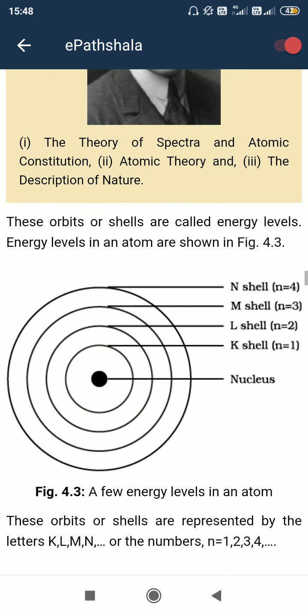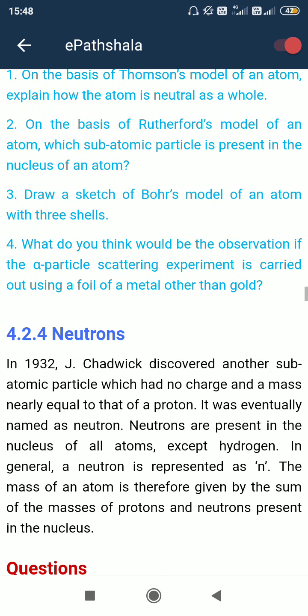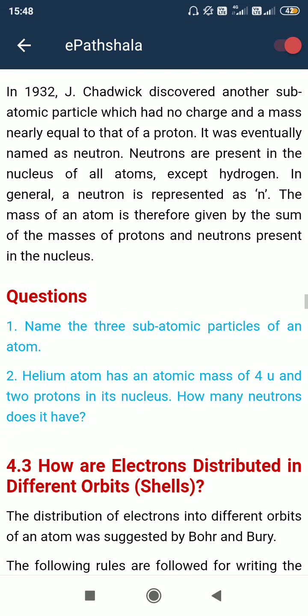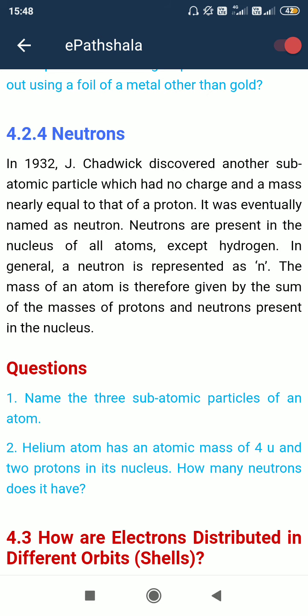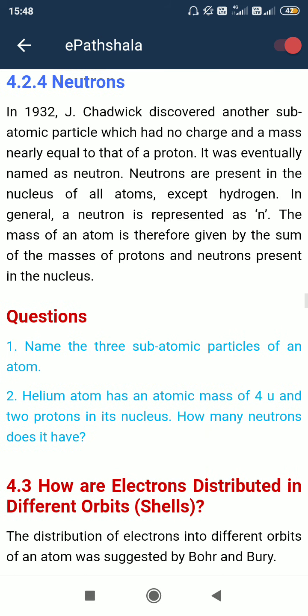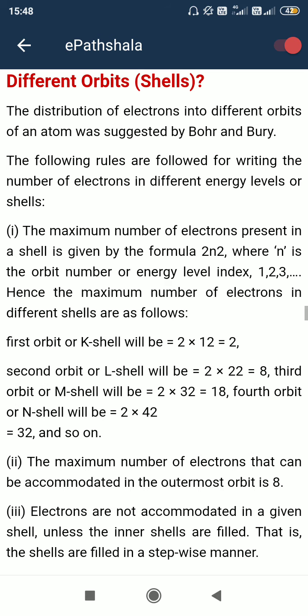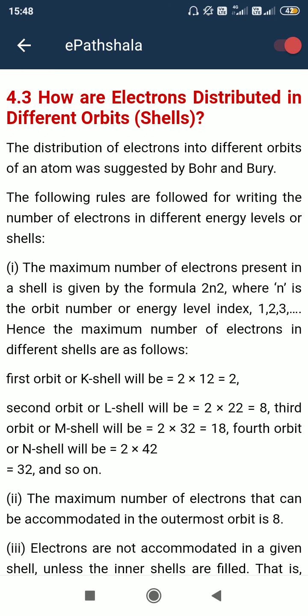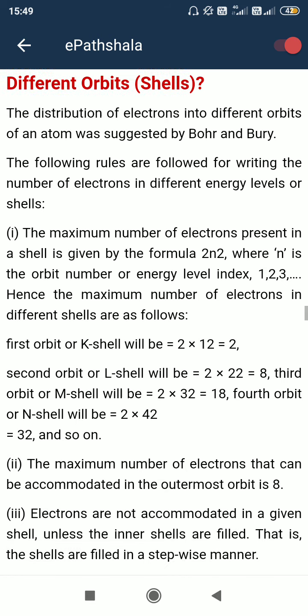This means the first orbit can have a maximum of 2 electrons. It can be 1 or 2, but the maximum is 2. So the maximum number of electrons is calculated from the formula 2n square. Likewise, in the second orbit small n is equal to 2, so 2n square comes to 8. That means the second orbit can have a maximum of 8 electrons. This is the formula.